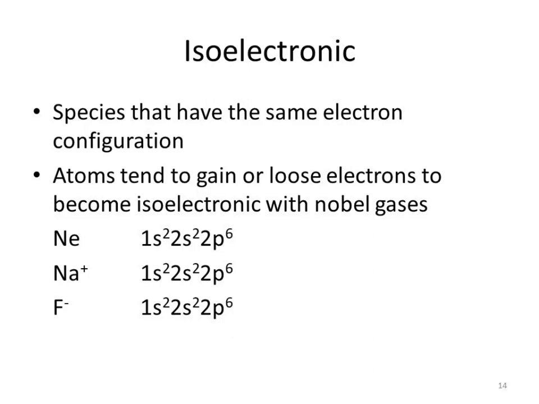So our atoms are going to tend to gain or lose those electrons to become isoelectronic with the noble gases. This sodium and this fluoride ion both ionize to have the same configuration as neon. They're still sodium and they're still fluorine. They don't become neon because remember, it's the protons that set what an element is. This is just electrons moving around.